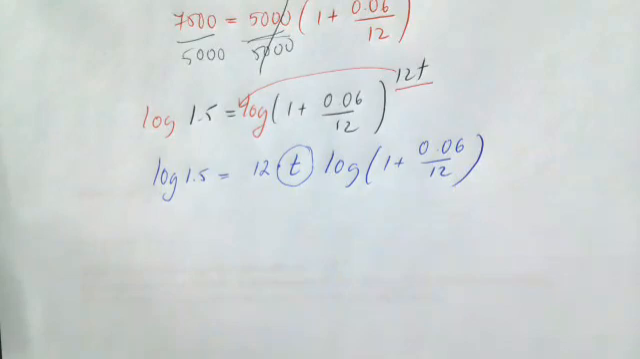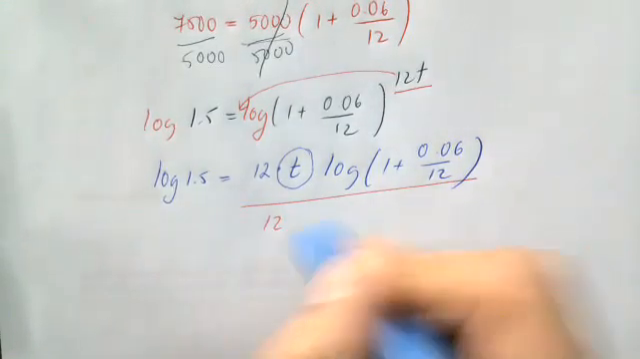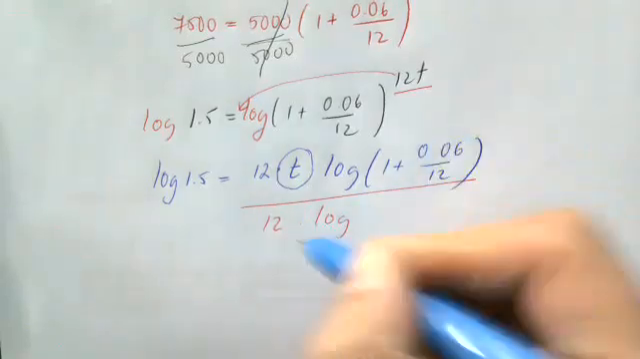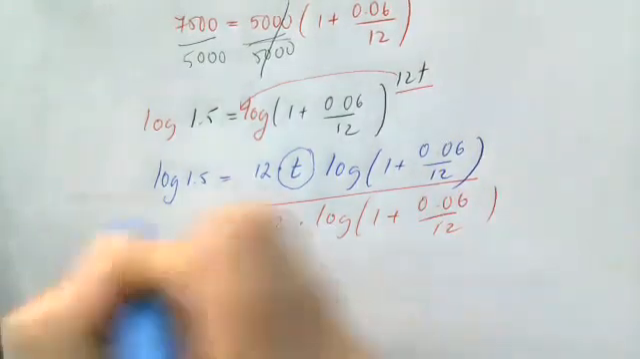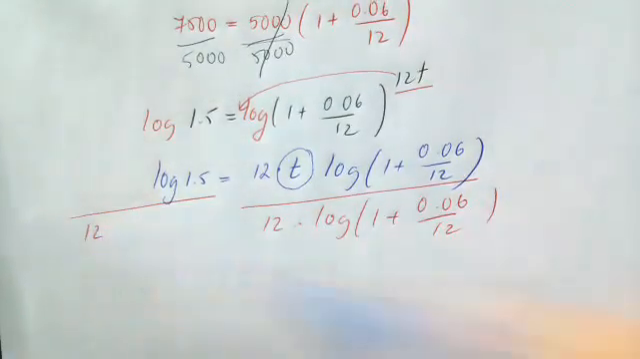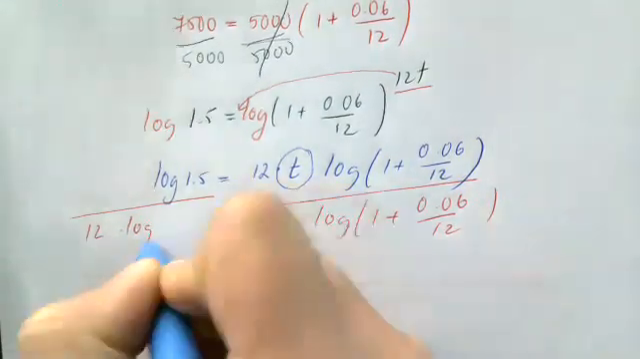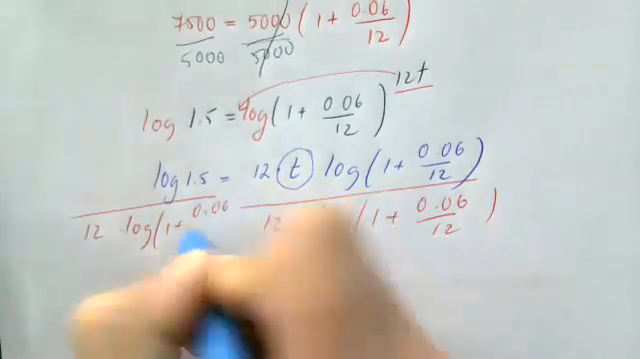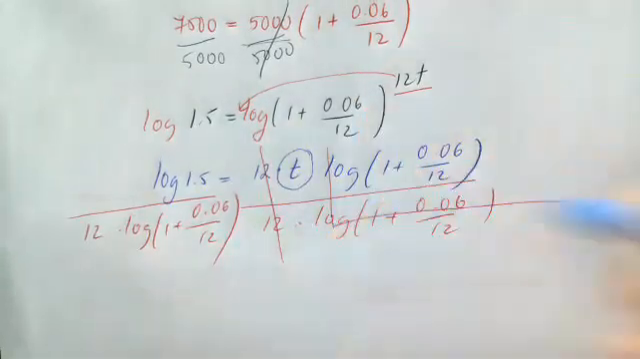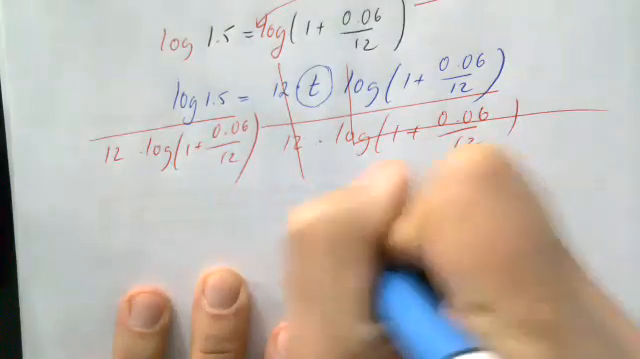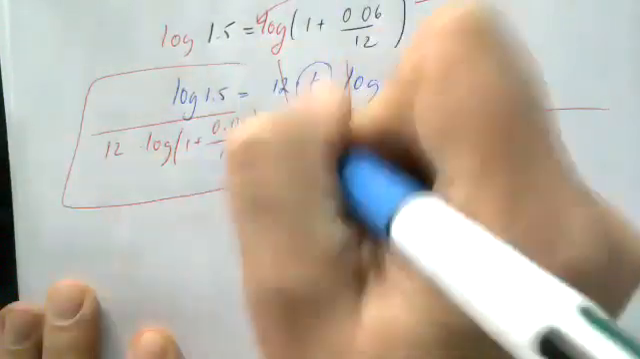How do we cancel multiplication? With division, right? So all we gotta do is divide left and right by 12 times log of 1 plus 0.06 over 12. So repeat over here. And you plug into your calculator. And you're gonna get what t is equal to. And that's what we plug in our calculator.